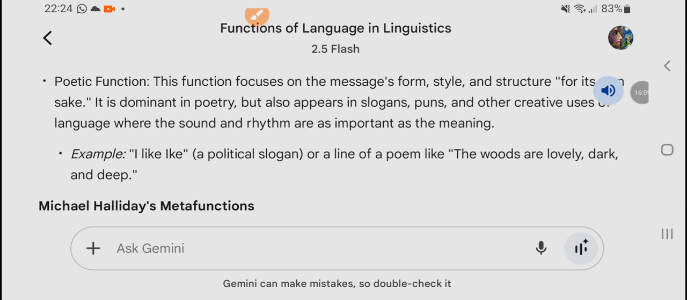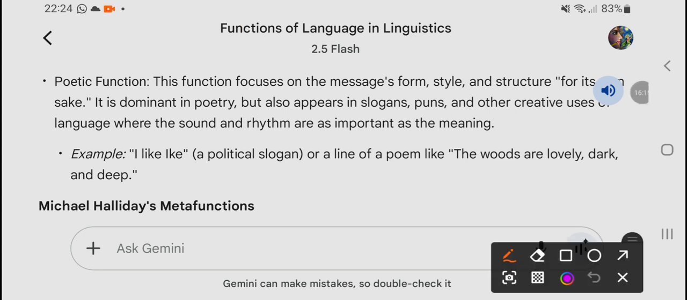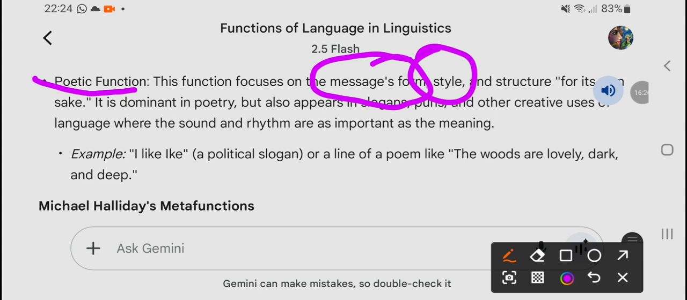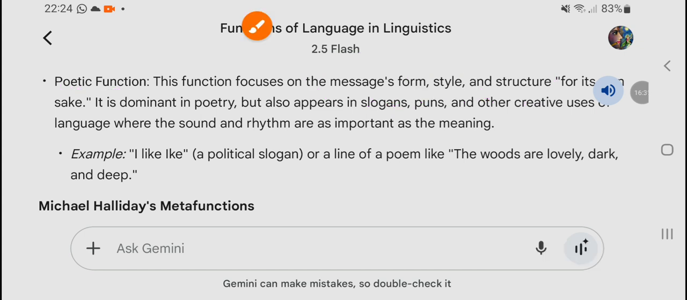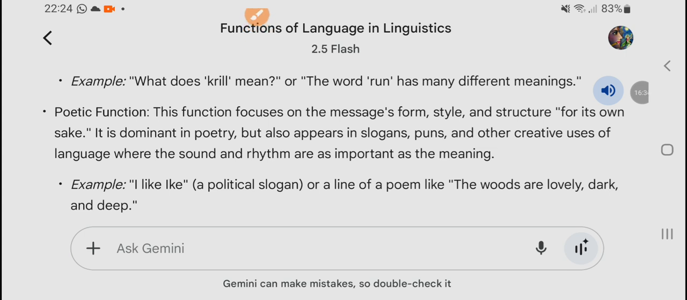Then poetic function. The last, the sixth one, is poetic function, the literary function. This function focuses on the message form: when you form the message, its style and structure for its own sake. It is dominant in poetry, but also appears in slogans, puns, and other creative uses of language where the sound and rhythm are as important as the meaning.